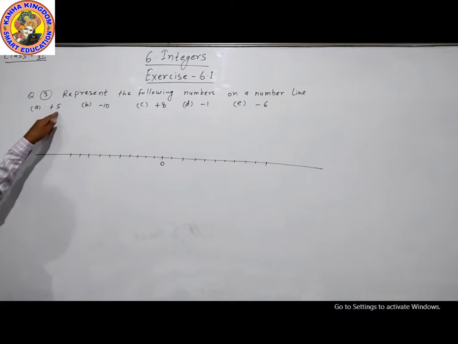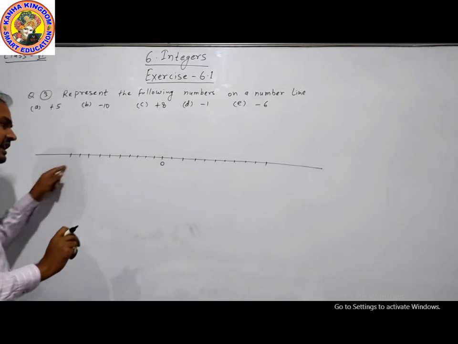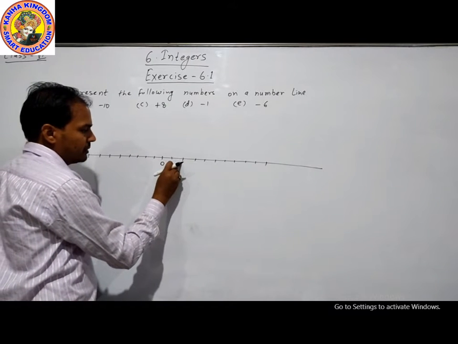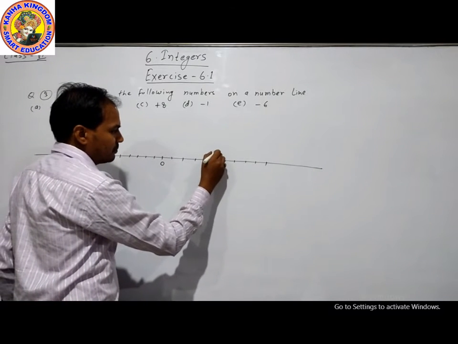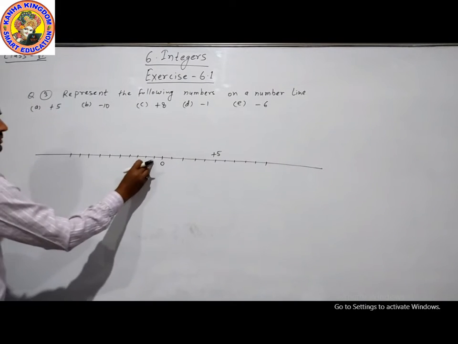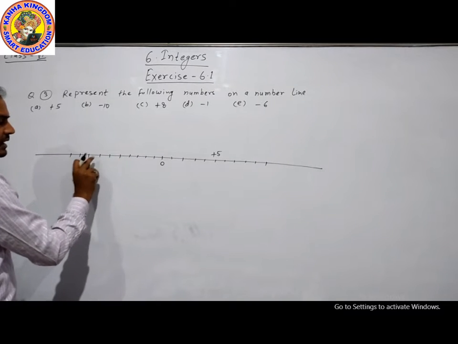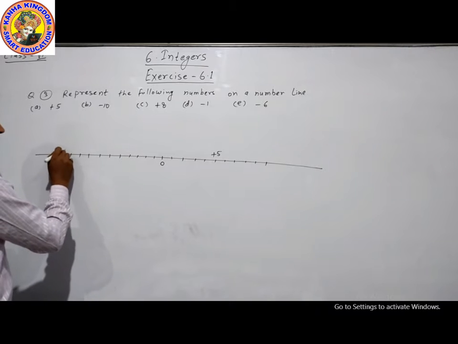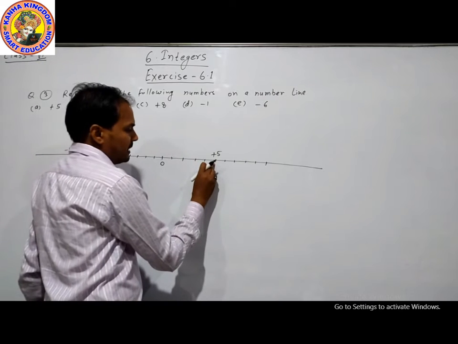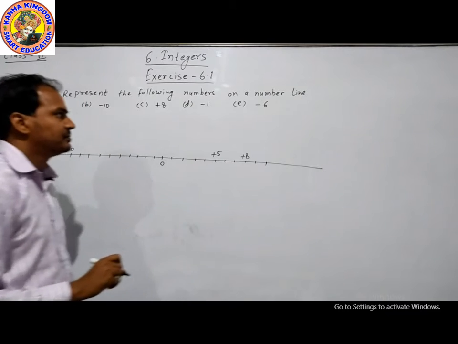Now first is plus 5. On the right side is the positive numbers and here is the negative numbers. Then plus 5. 0, 1, 2, 3, 4, 5. Plus 5. Minus 10. Minus 1, minus 2, minus 3, minus 4, minus 5, minus 6, minus 7, minus 8, minus 9, minus 10. Here is minus 10. Plus 8. 5, 6, 7, 8. Here is 8. So plus 8.